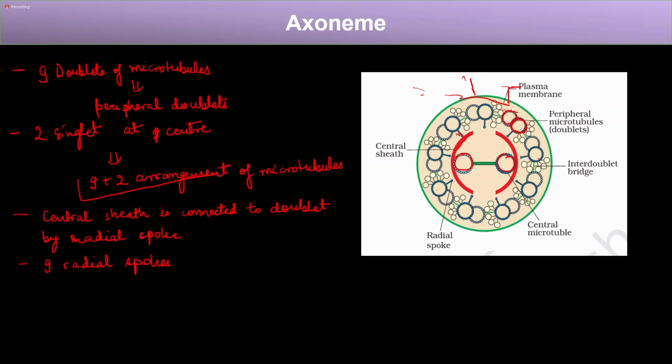Apart from this, one more thing, these doublets are also connected. The doublets are connected by this interdoublet bridge, and there is a central bridge connecting the singlets. So this is the overall structure of the axoneme, and this axoneme is present in both cilia and flagella. And the second important thing is, in this, the microtubule arrangement is 9 plus 2.